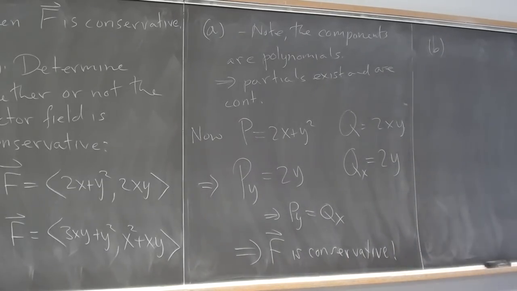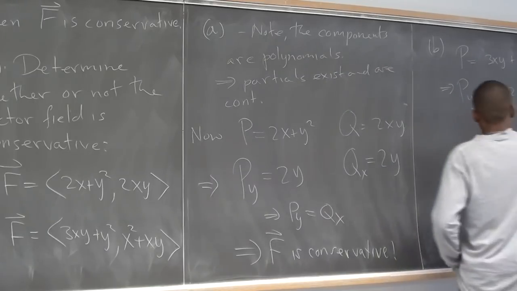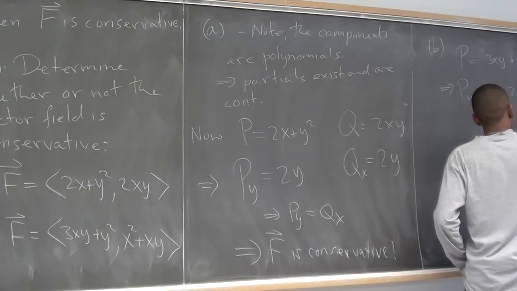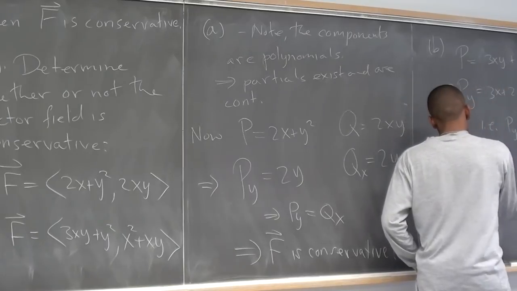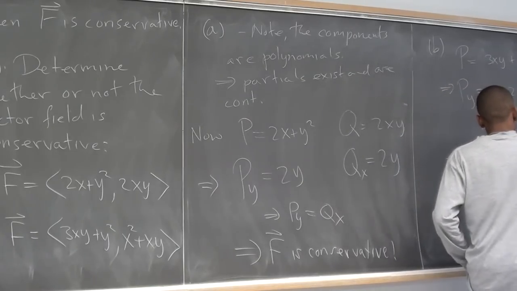What about B? No. The answer is no, because in B, you have P is equal to 3xy plus y squared, and your Q is equal to x squared plus xy. And the partial with respect to y of this would be 3x plus 2y. Partial with respect to x of this would be 2x plus y. That is, P_y is not equal to Q_x. That is not conservative.